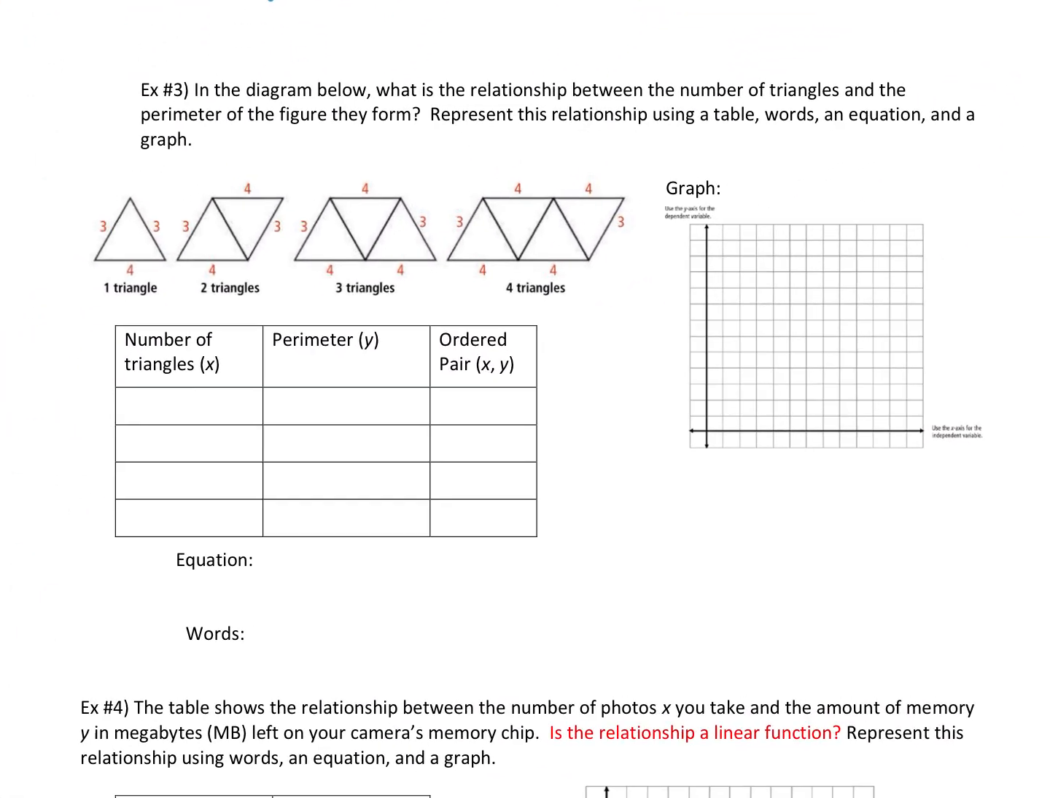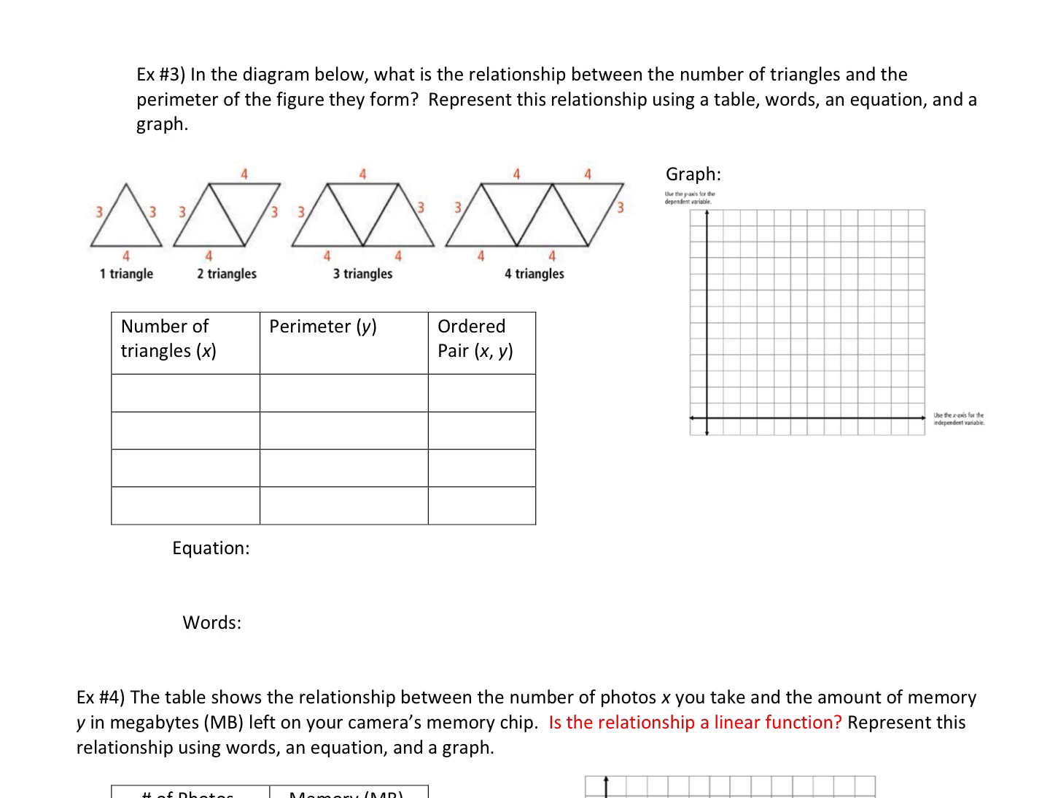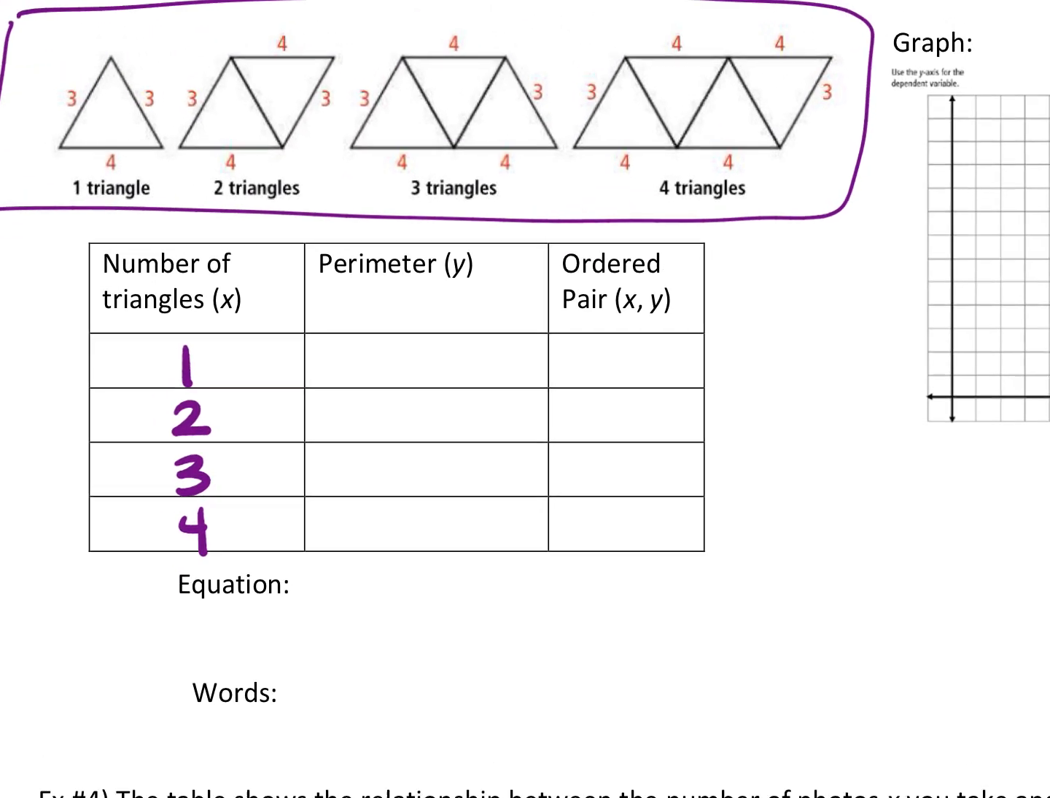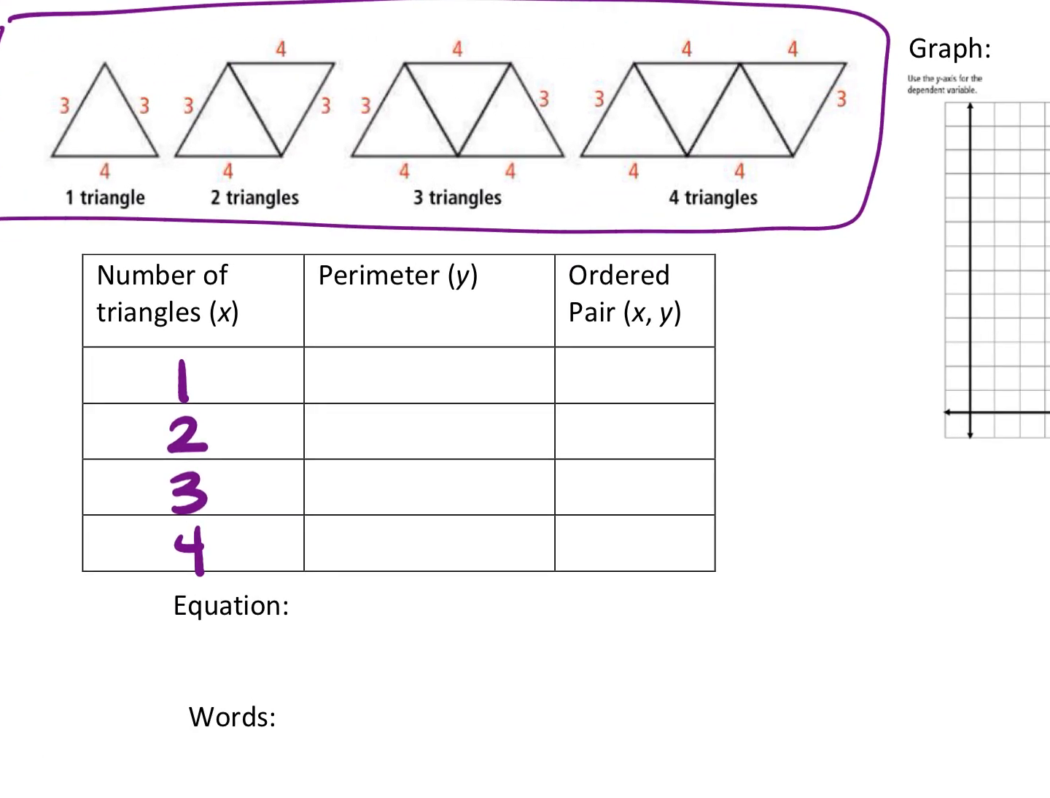Okay, so take a look at this. What are our x values going to be here? Looking at this picture, the number of triangles. So what numbers are we going to plug in? 1, 2, 3, 4. There's one triangle, 2, 3, 4. Now you could find your perimeters of these right off the bat if you wanted to, like we did before, right? The perimeter of this first triangle is what? It's 10. 3 plus 3 plus 4, right? The perimeter's 10.